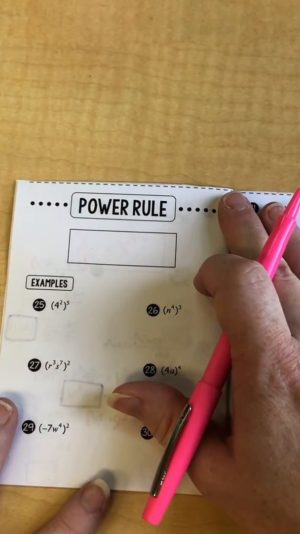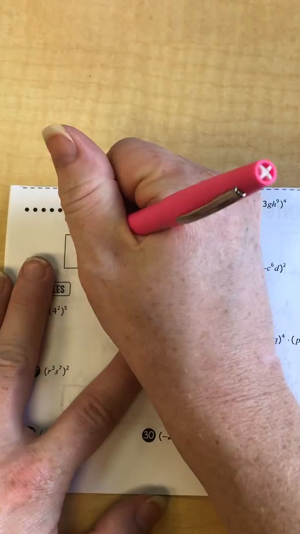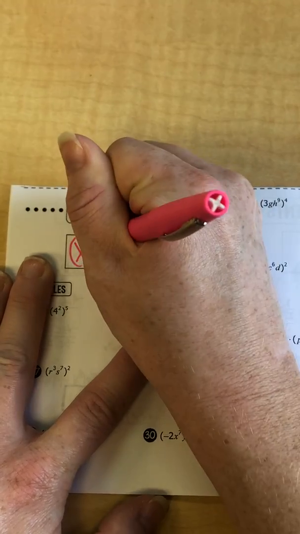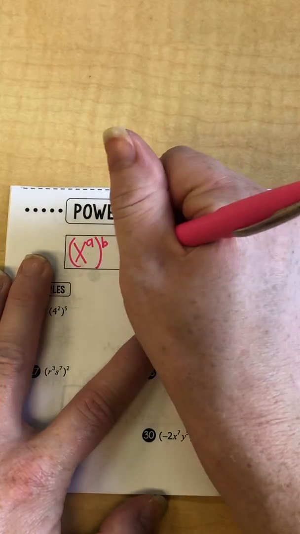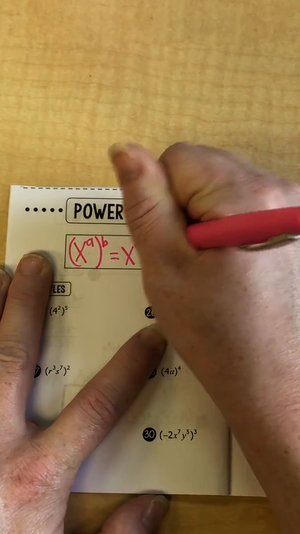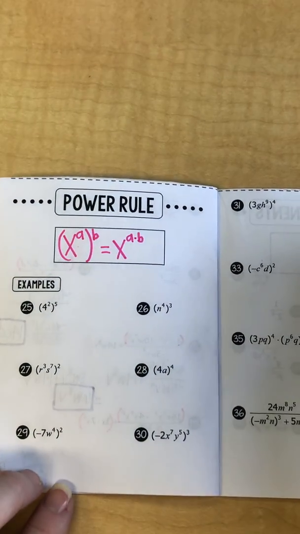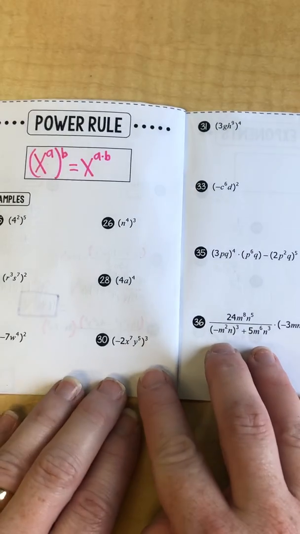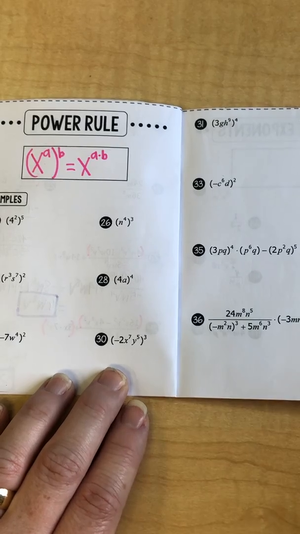The power rule. Okay, the power rule. If I have a power raised to a power, I need to remember that I'm going to multiply those exponents. Okay? So let's start out. We're going to look at number 30.